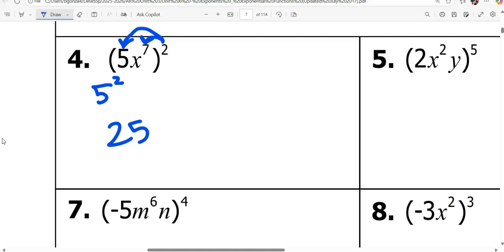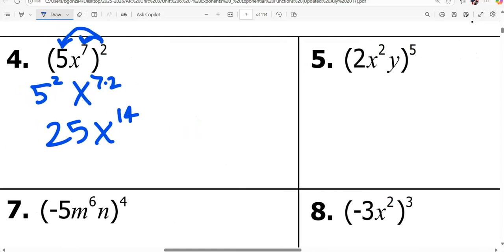And then what do I do with the 7 and the 2 like we just did? Multiply. 7 times 2 is 14. So there's my intermediate step. The 2 goes with the 5. That's 5 squared. 5 squared is 25. The 7 and the 2 multiply to make 14. It's about to get even more complicated, but we're slowly working, right?